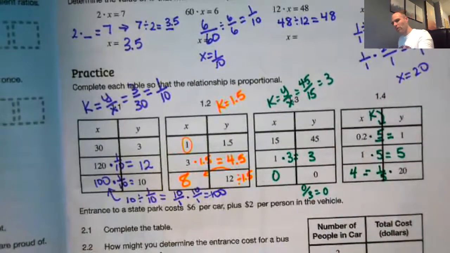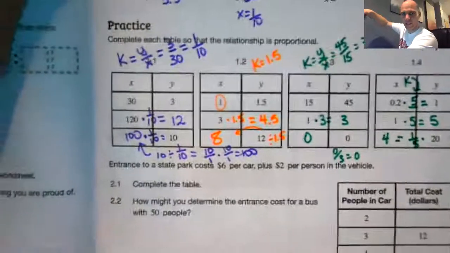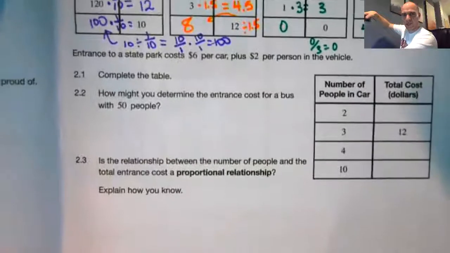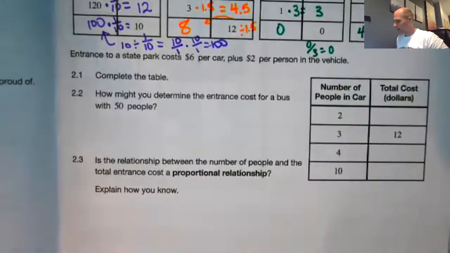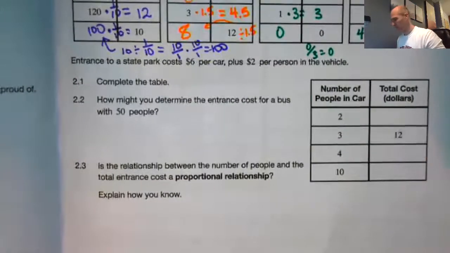All right, moving on. Down here below, let me see if I can get this sort of aligned good. Hey, there we go. It says entrance to a state park costs $6 per car plus $2 per person in the vehicle. Okay, complete the table. Oh, all right, this table right here. I was about to say I don't see a table. It's literally right in front of my face.